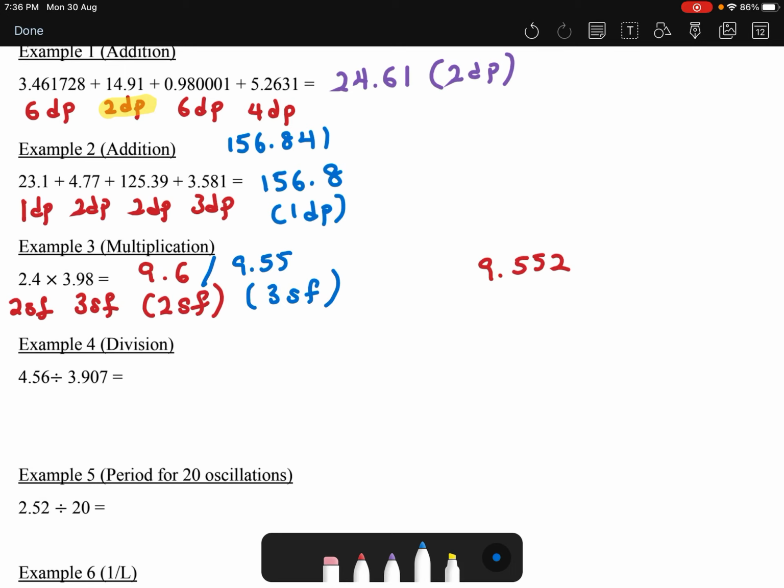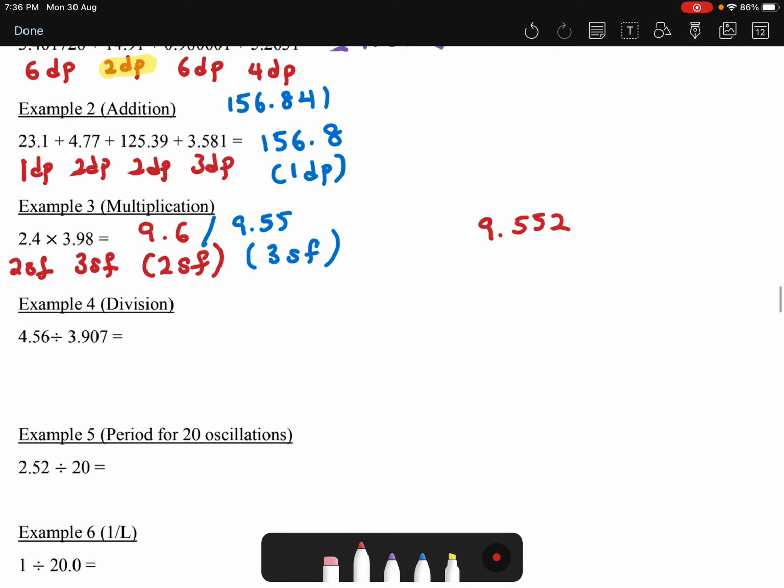Okay, number 4. Example 4 will be divide, right? So divide, same thing, follow the least SF. So this one is 3SF. This one is 4SF. So you must give me either 3SF or 4SF, but just give them 3SF.